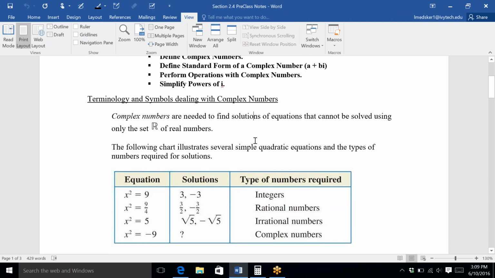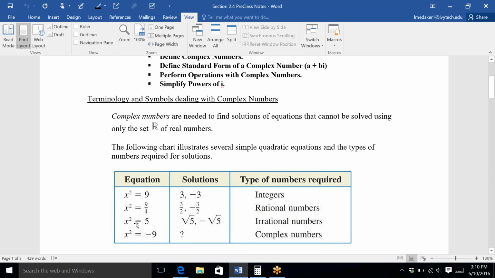So we do need a little background knowledge here. I'll show you with this box down here. It says the solution to x squared equals 9 is 3 or negative 3. Those are both considered to be integers. If you wanted to take the square root of 9/4, you'd have 3/2 and negative 3/2, which are rational or ratio numbers. If you wanted to take a square root of 5, you would get something that's not nice. It's a non-terminating, non-repeating decimal, and those are irrational.